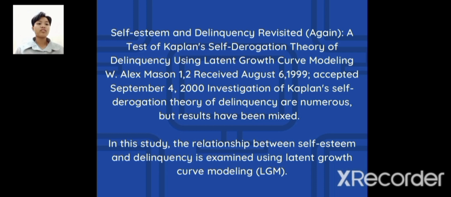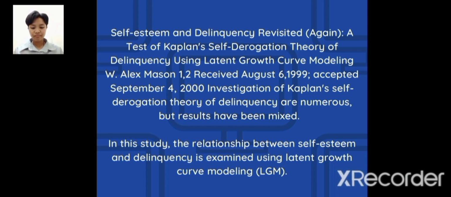Self-esteem and delinquency revisited again. A test of Kaplan's self-derogation theory of delinquency using latent growth curve modeling. Alex Mason, received August 6, 1999. Accepted September 4, 2000. Investigations of Kaplan's self-derogation theory of delinquency are numerous, but results have been mixed.